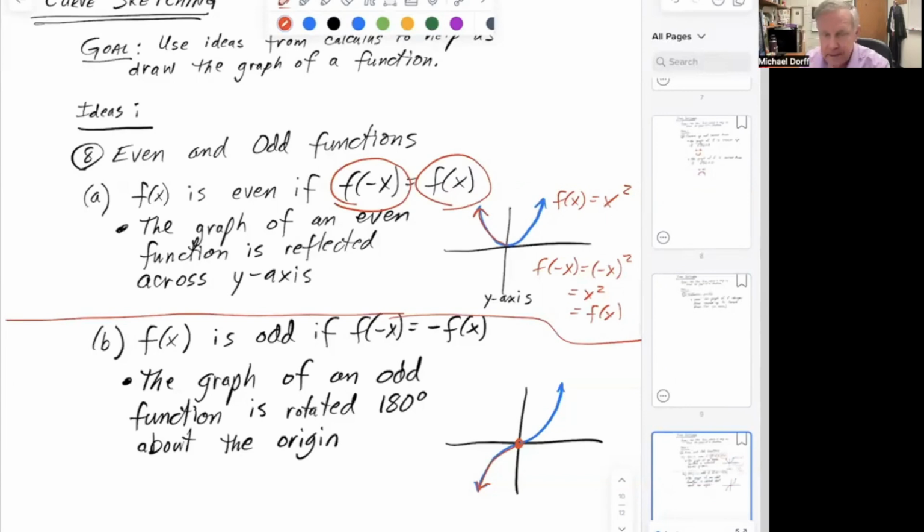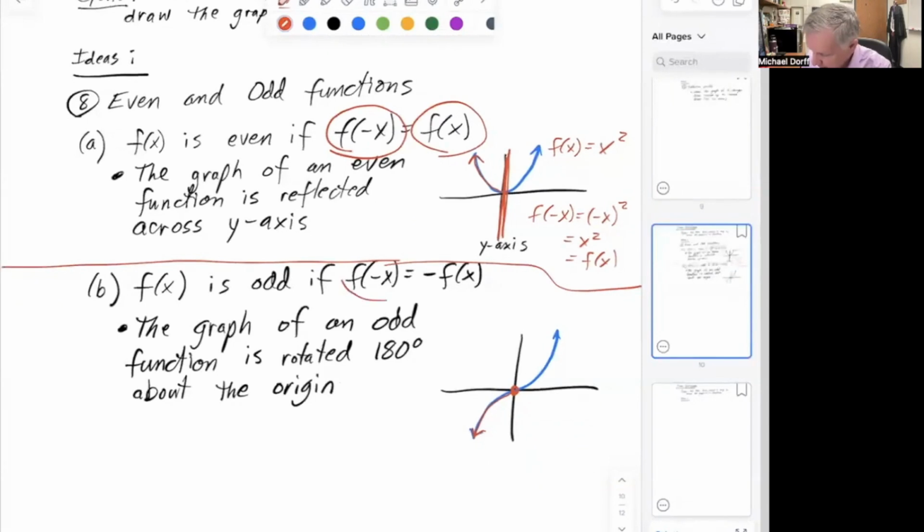And the graph of it is the U. If I take the blue part and I reflect it across the y-axis here, I get the corresponding red part on the left side. For an odd function, I do the same thing.